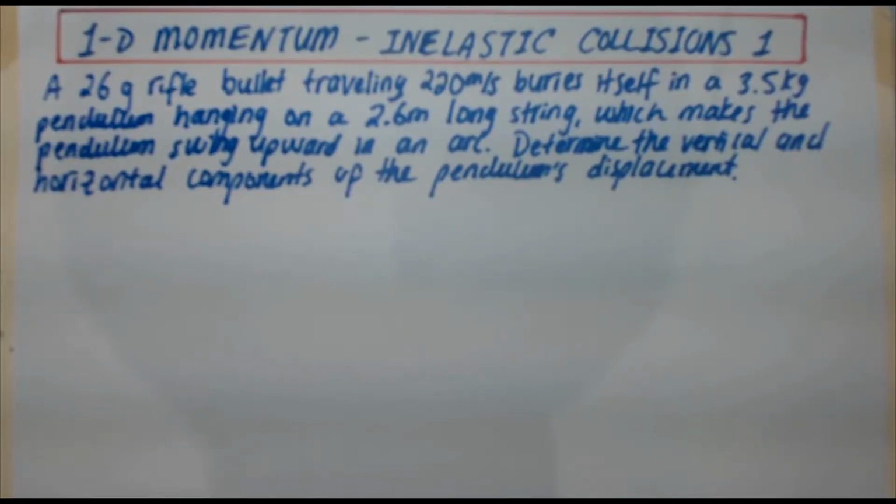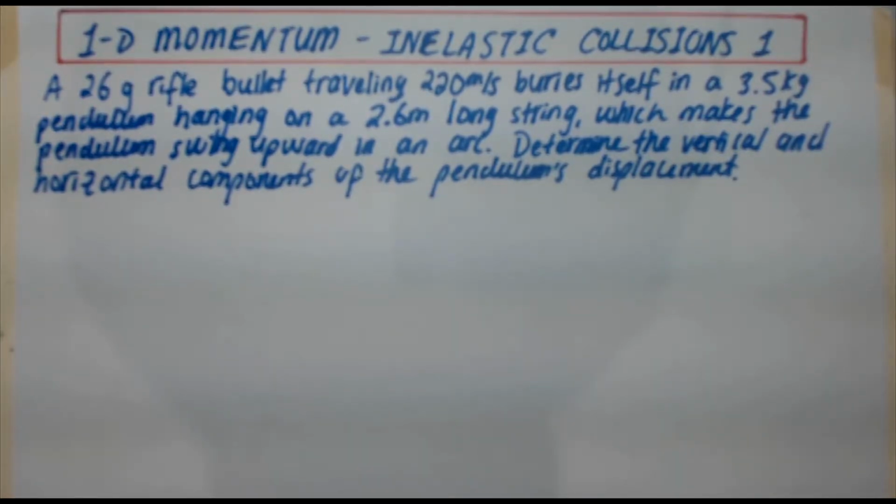Okay, so in this video, we're going to be doing another one-dimensional momentum problem, Inelastic Collisions 1. A 26-gram rifle bullet traveling 220 meters per second buries itself in a 3.5 kilogram pendulum hanging on a 2.6 meter long string, which makes the pendulum swing upward in an arc. Determine the vertical and horizontal components of the pendulum's displacement.